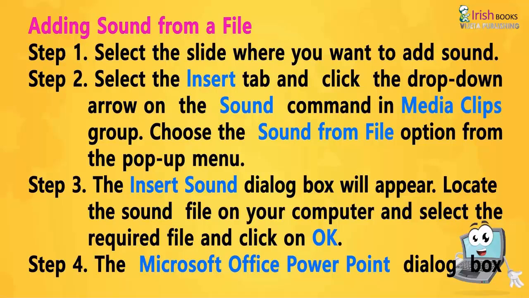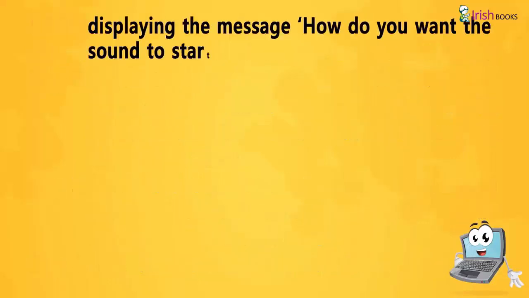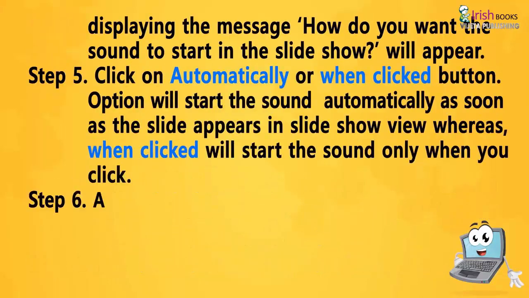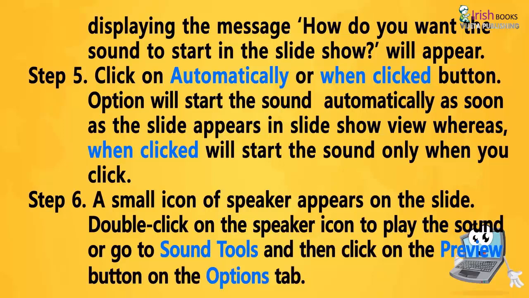Step 4. The Microsoft Office PowerPoint dialog box displaying the message "How do you want the sound to start in the slideshow?" will appear. Step 5. Click on the Automatically or When Clicked button. The Automatically option will start the sound automatically as soon as the slide appears in slideshow view, whereas When Clicked will start the sound only when you click.